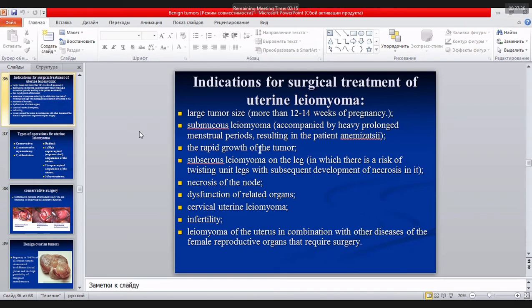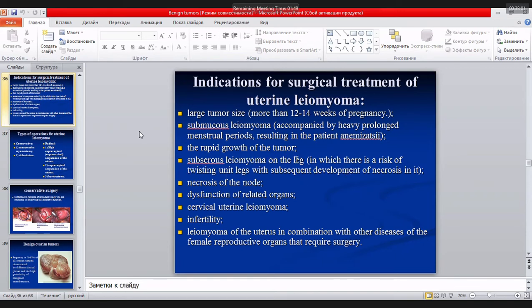Some words about the rapid growth of the tumor. For example, a woman came to you and the size of the uterus was 4 weeks of gestation. The next year she came to you and the size is 8 weeks of gestation. An increase of the tumor over a year by 4 weeks we consider to be quick growth of the tumor.